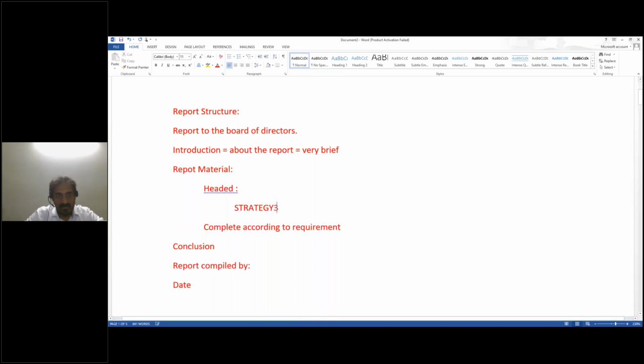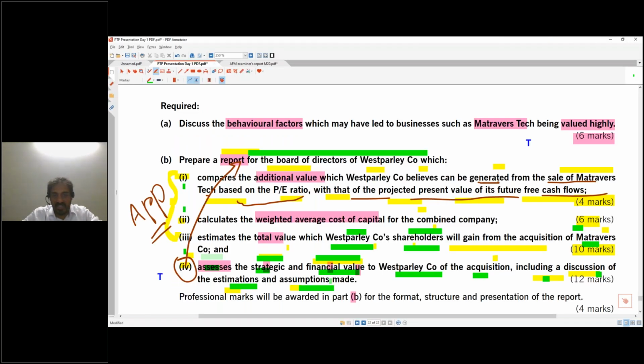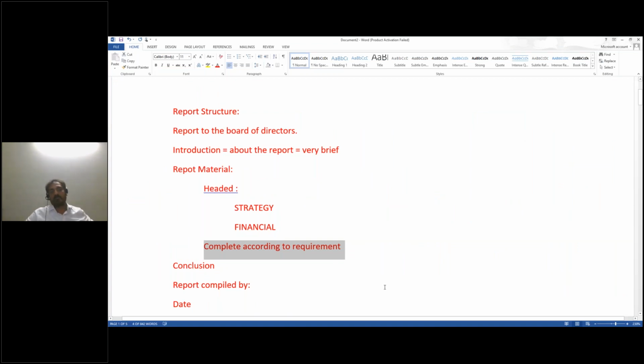then financial. You must incorporate this strategy, financial, including the aspects of estimation and assumptions. You can make a heading of estimation and assumptions as well. That's called complete according to the requirement, and you have to put in the conclusion. Your conclusion must be very much diplomatic.